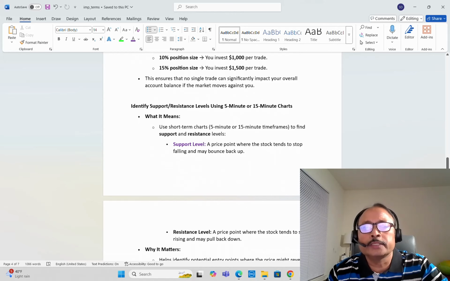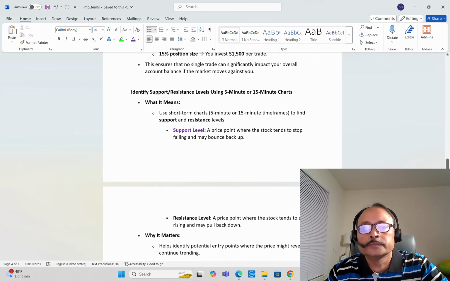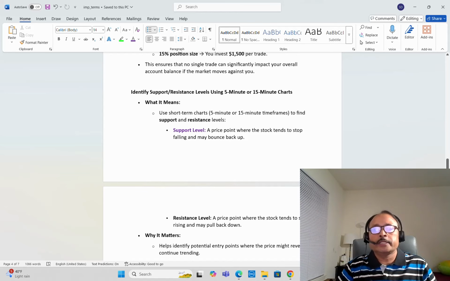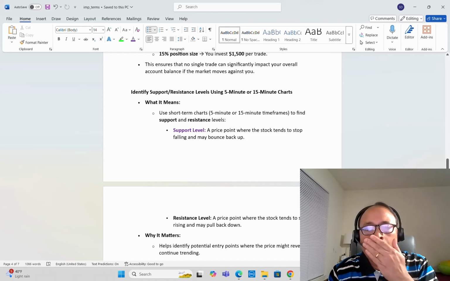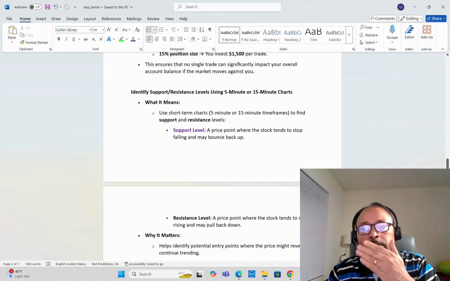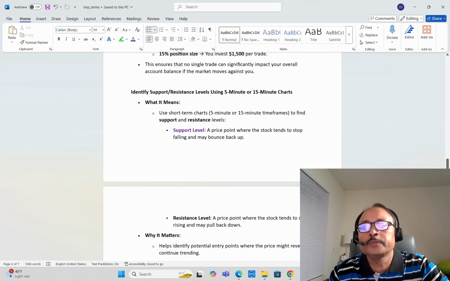Then there are a few other important things, like identifying support and resistance levels using 5 or 15 minute charts. What does it mean? During day trading, short-term charts mean 5 to 15 minute time frames, used to find the support and resistance levels.